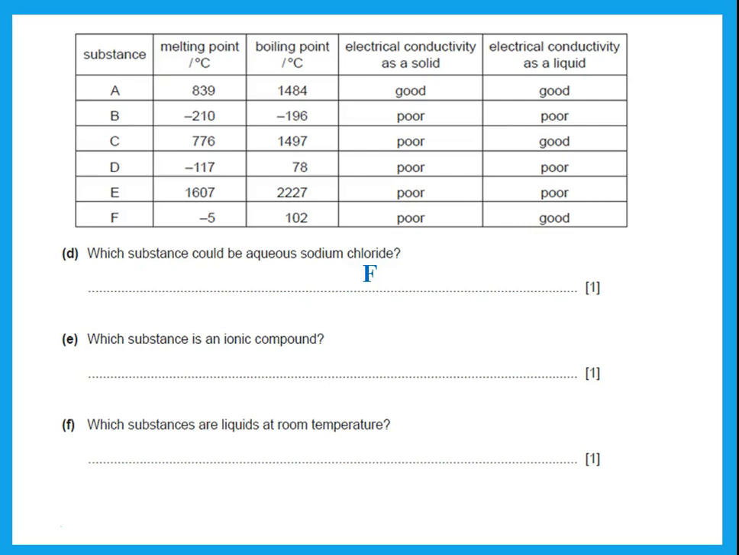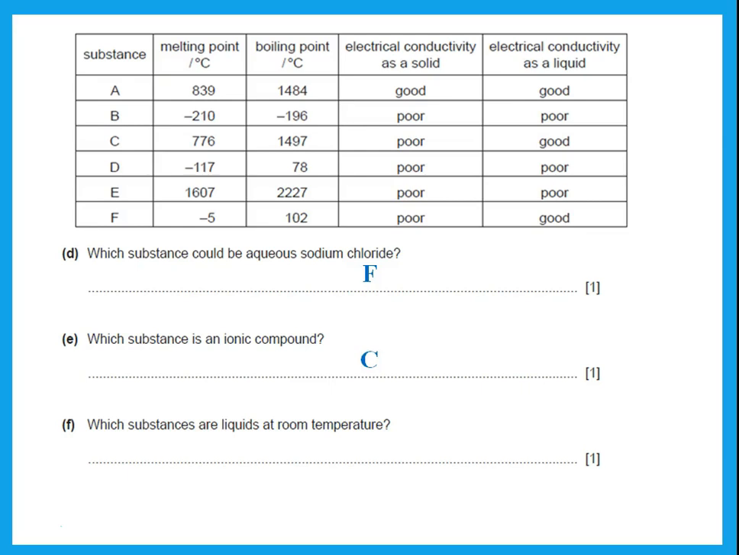Which substance is an ionic compound? Now, ionic compound, we said it should have high melting point, high boiling point, conduct electricity only as a liquid, not as a solid. So that is obviously C.